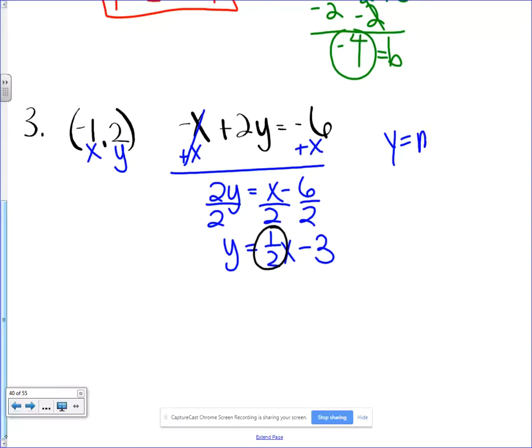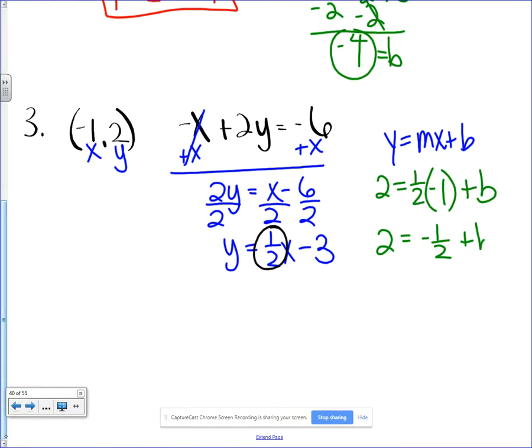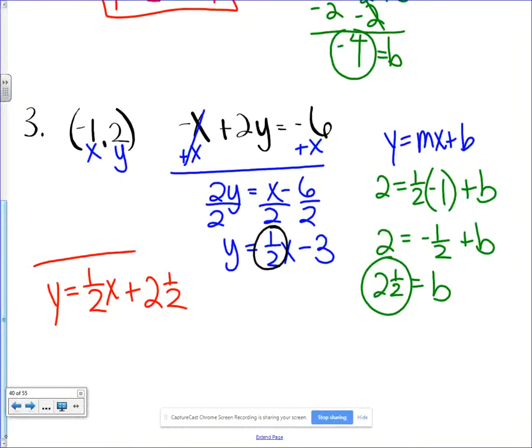Now I'm going to take that and plug it into y equals mx plus b form so that I can find that b. My y is 2, my m is 1/2, my x is -1, and I'm trying to find the b. If I multiply, I get -1/2. If I solve it, I get 2.5 equals b. So the equation will be y equals 1/2 x plus 2 1/2. This is the equation of the line that will be parallel to that and will go through that point. Always remember, parallel lines have the same slope.